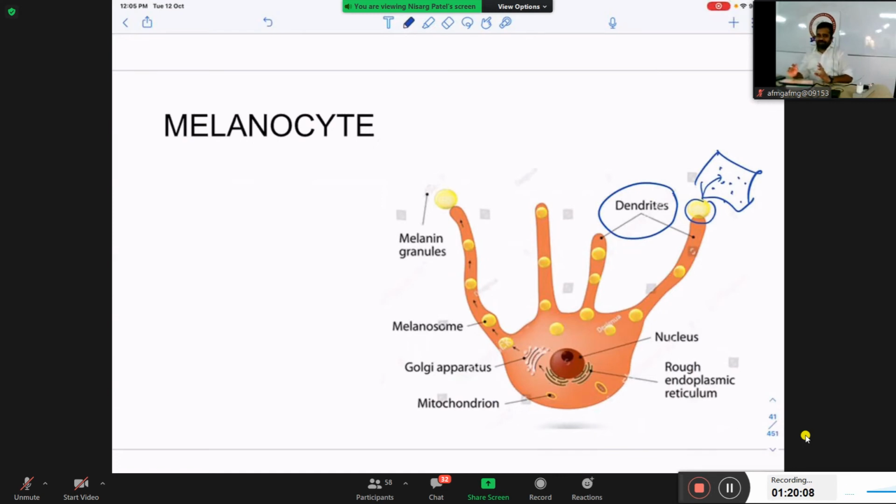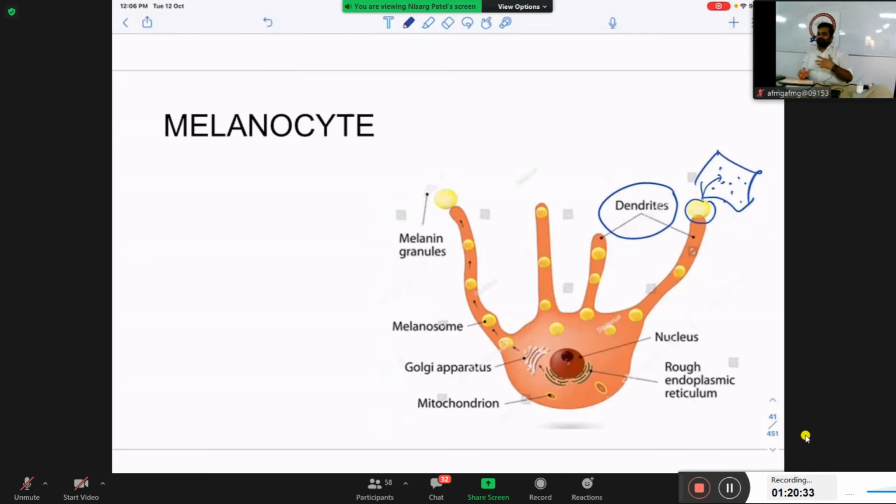Now tell me, if people have the same number of melanocytes, can they have a different color of body? Suppose I have 1000 melanocytes on my body and he is also having 1000 melanocytes. Does it depend on the number of melanocytes that we will have the same color? No. It depends on how my melanocyte is functioning.